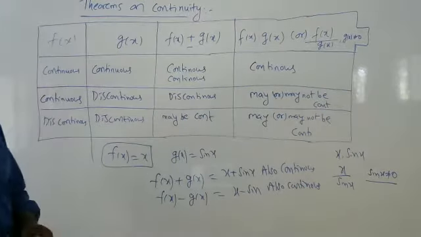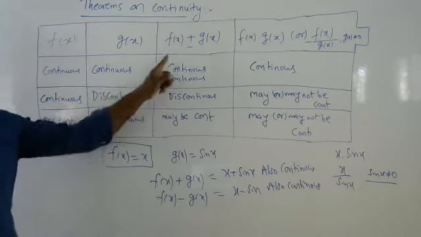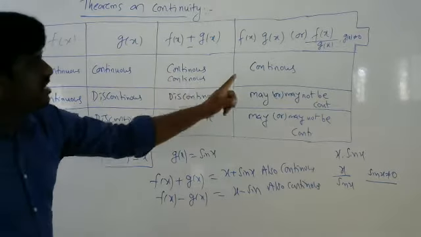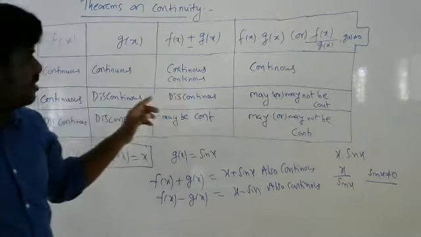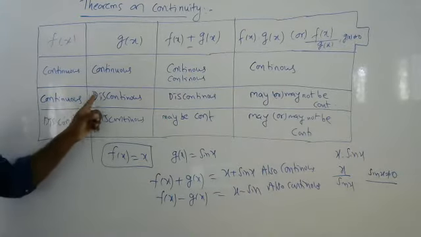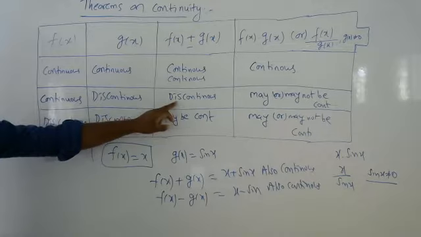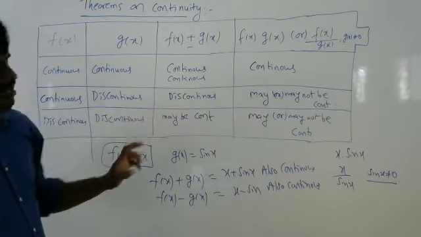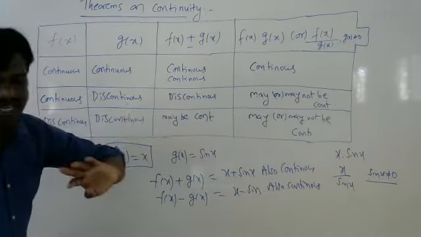So remember these points. If f of x is continuous and g of x is continuous, then f of x plus g of x, f of x minus g of x, f of x into g of x, and f of x by g of x are continuous. If f of x is continuous and g of x is discontinuous, then the sum is discontinuous, not continuous. In this case, I cannot say anything. Here also, discontinuous or not, we cannot say about that.